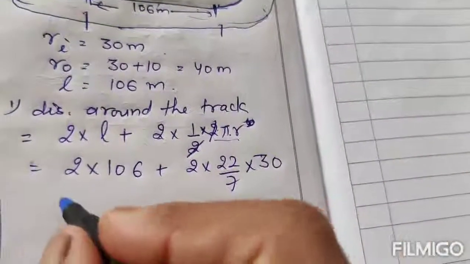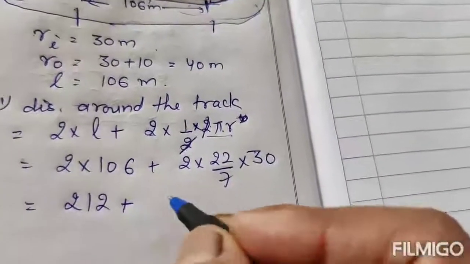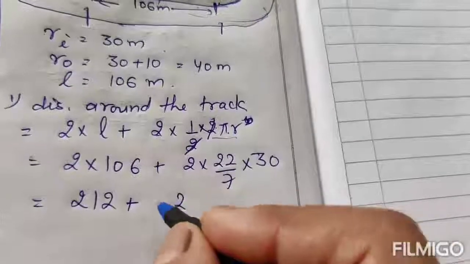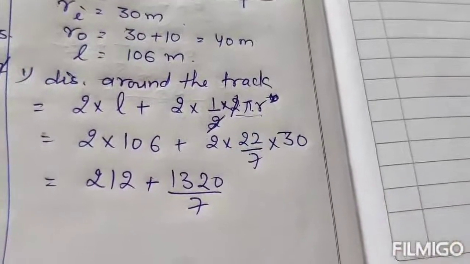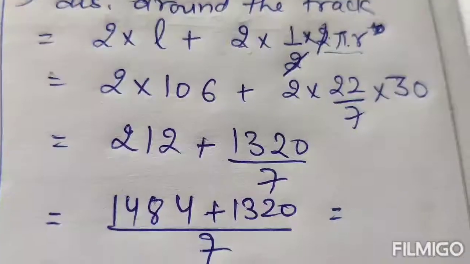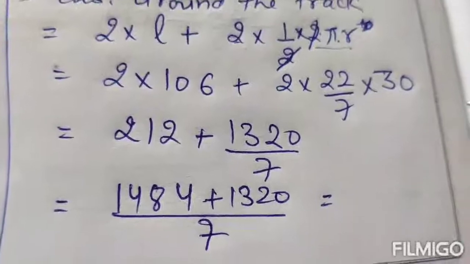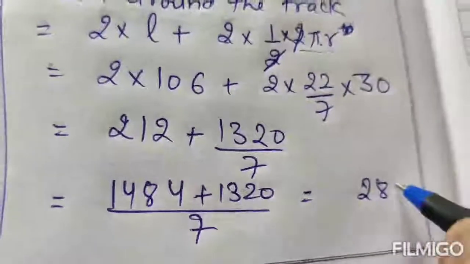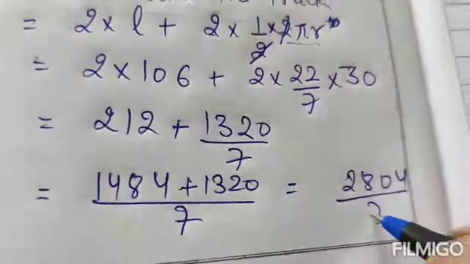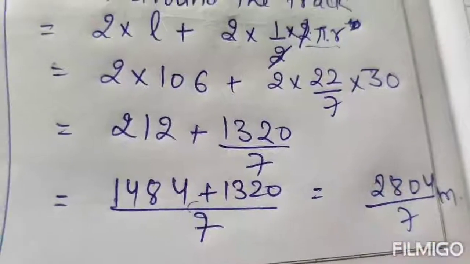Now solve this. 212 plus 60, 1320 by 7, and adding this, 7 into 212 plus 1320, the distance is 2804 by 7 meter.